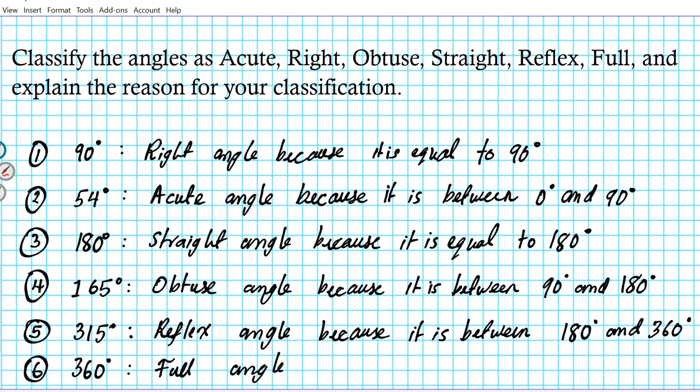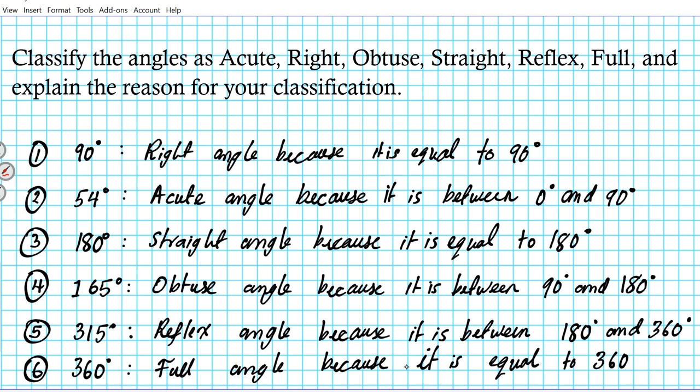Okay, why do we know it's a full angle? Well, it is because it is equal to 360 degrees. All angles that are equal to 360 degrees are known as full angles.